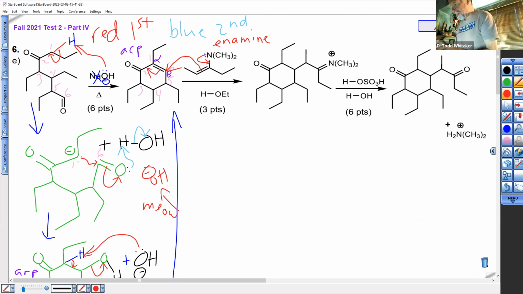Resonate all the way. This is our second 1,4 of the day. 1,4 addition again. And we're generating that. That's it. End of that story. Why 3 points? I don't know. Oh, we're not there. That's why. Usually if it's 3 points, there will be an intermediate and then another step. And yeah, we haven't generated a ketone. We've got an enolate. So let's draw our enolate, shall we?